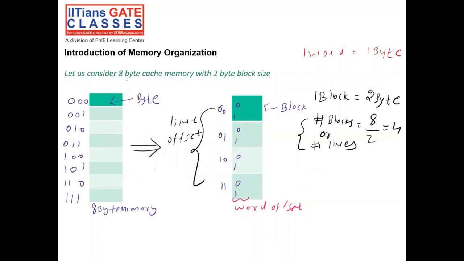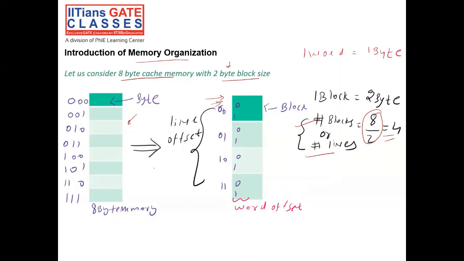Let's take an example. Let's say we have an 8-byte cache memory and a 2-byte block size. After the memory organization, we divide this 8-byte cache memory into 4 blocks, because one block size is 2 bytes. That means 8 divided by 2 is equal to 4, so 4 blocks are there. And one more thing: the number of blocks is equal to the number of lines. We also call a block a line, right?